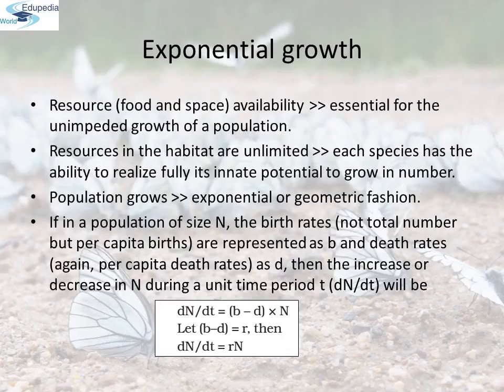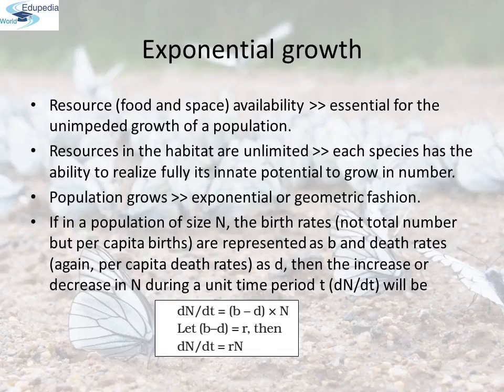Exponential growth model. Resource, that is food and space availability, is obviously essential for unimpeded growth of a population. Ideally, when resources in the habitat are unlimited, each species has the ability to realize fully its innate potential to grow in number, as Darwin observed while developing his theory of natural selection. Then, the population grows in an exponential or geometric fashion.